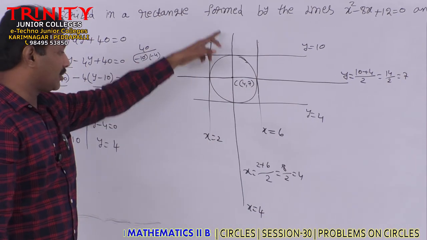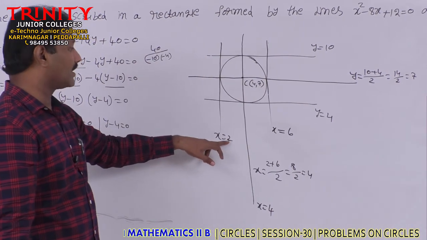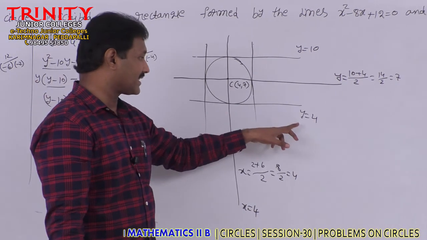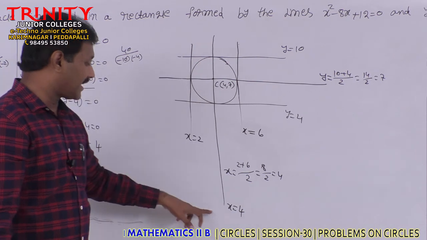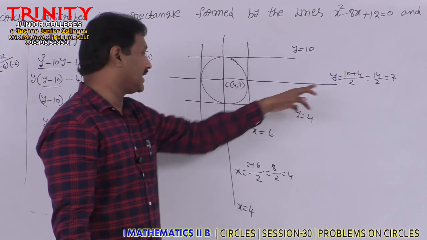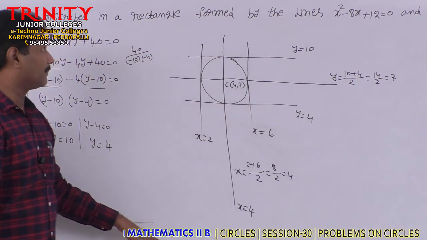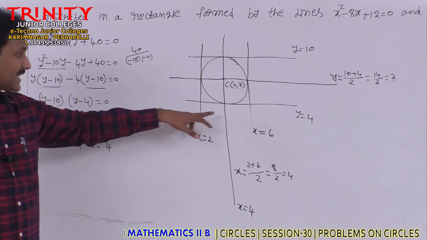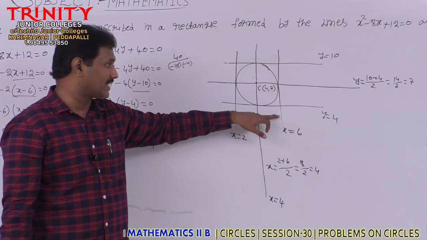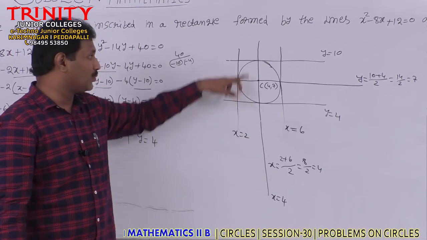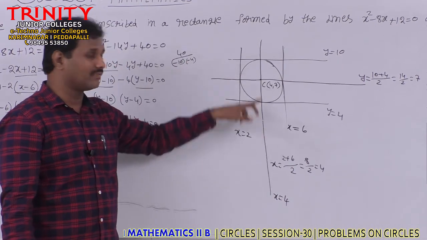Any line parallel to the y axis is x equal to some constant. Any line parallel to the x axis is y equal to some constant. The point of intersection of the lines x equal to 4 and y equal to 7 is (4, 7). Here, for any two parallel tangents to the circle, the midway of these two lines passes through the center of the circle.